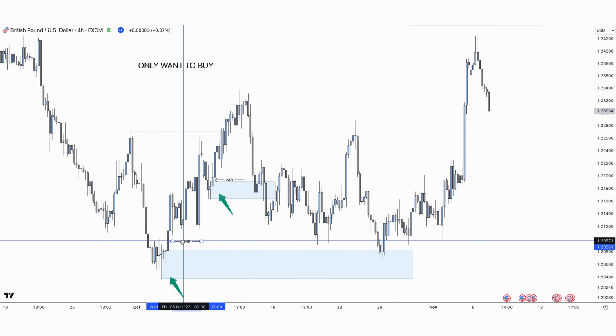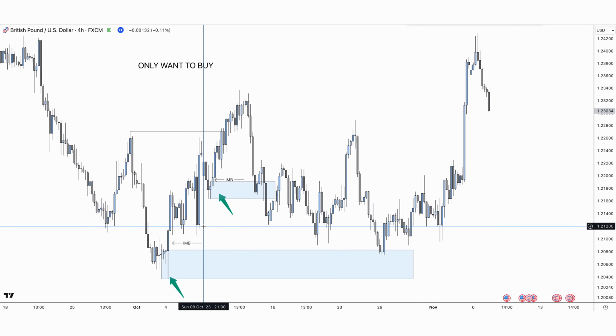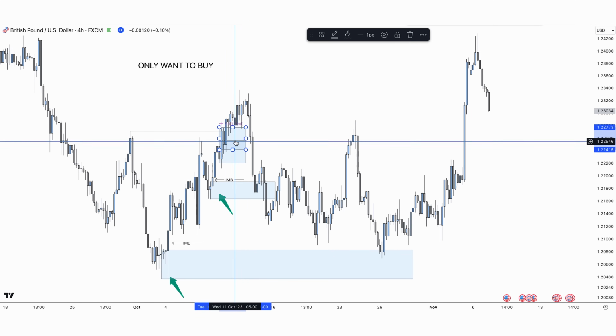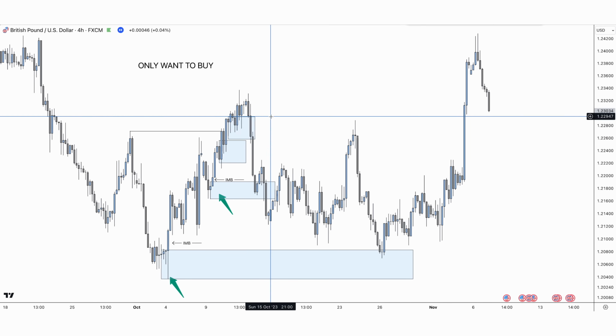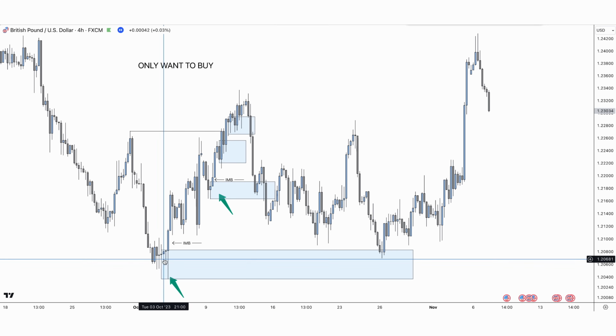So because we have the imbalance that we've mentioned just previously, this is going to be an area we're interested in buying from. We're not interested in buying from any of these other demand zones higher up because there's no imbalance. Every single time we get a demand, we get a push away, a pullback, and a retest. Okay, there is no imbalance until we reach this point here.